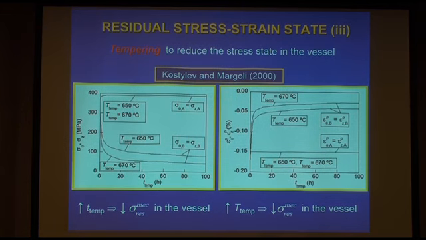Here we have the influence of tempering. The tempering time reduces the mechanical residual stresses in the vessel. You see the curve here. The higher the tempering time, the lower the stresses. And also the tempering temperature from 650 degrees to 670. The increase in tempering temperature also reduces the mechanical residual stresses in the vessel. Here we have a more or less complicated plot, but we don't have time to get inside of it.